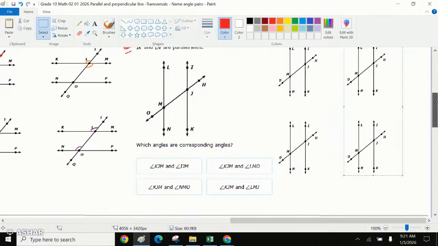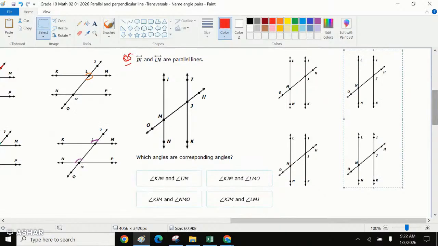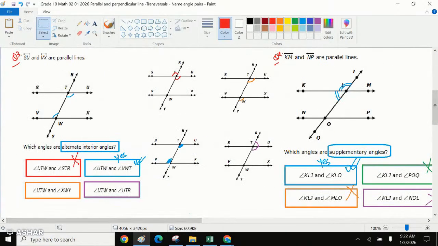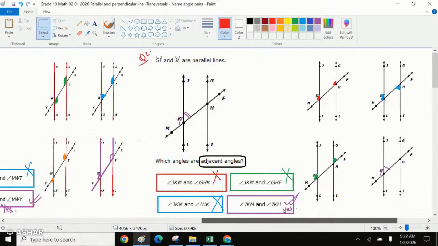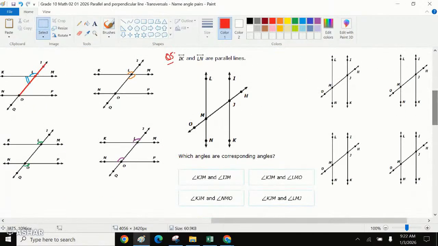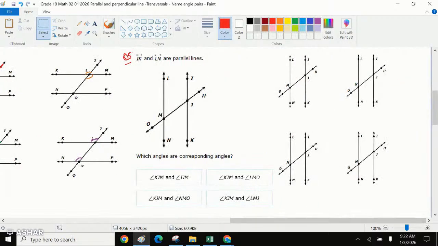Okay, we know when we are looking for corresponding angles, what we need to look for is the shape F, right? That is the thing we did at the beginning of the lesson, right? So let's go back to the corresponding angles and let's see what we need to find. For question number 5, if we need to look for corresponding, right? So let's say the first option we have is the first question, okay?